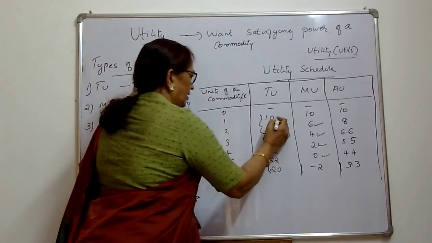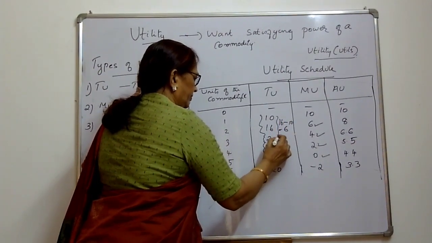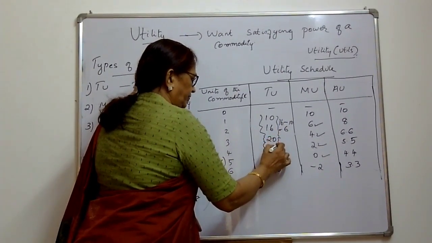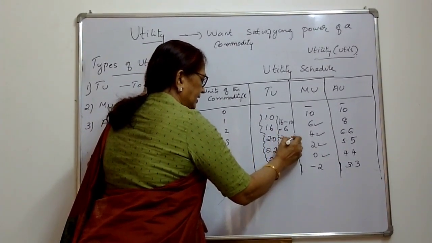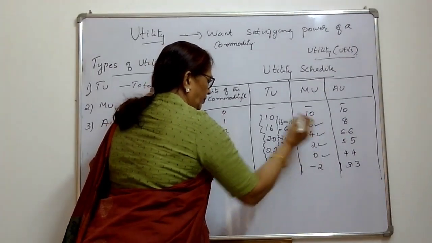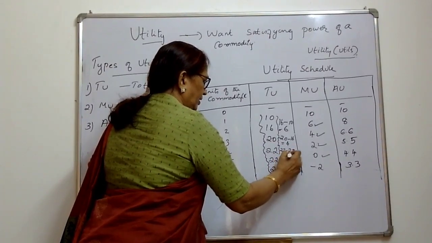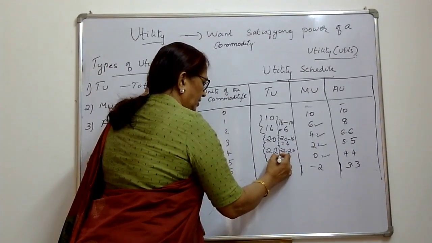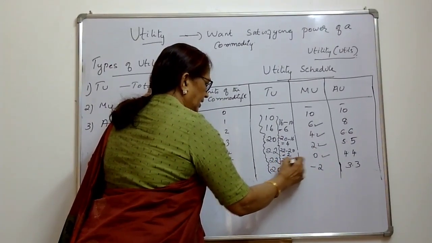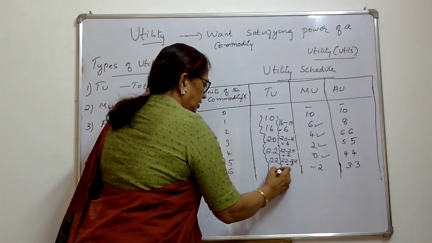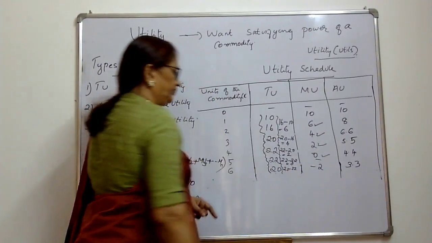16 minus 10, 6. Then next one, 20 minus 16, 4. 22 minus 20, 2. Then 22 minus 22, 0. Then 20 minus 22 means minus 2.